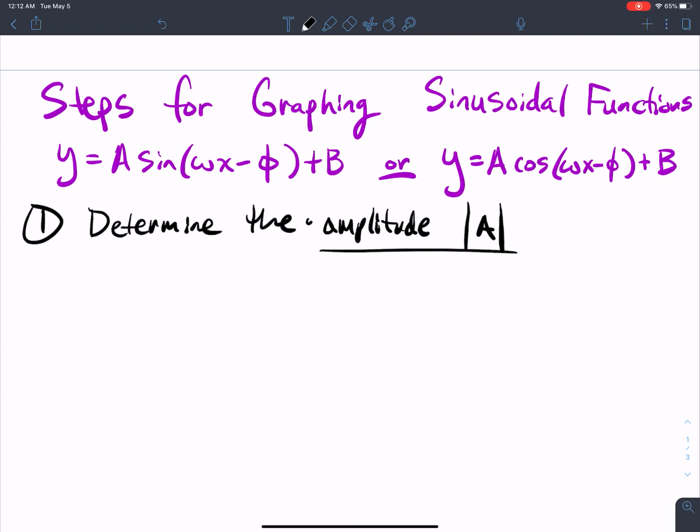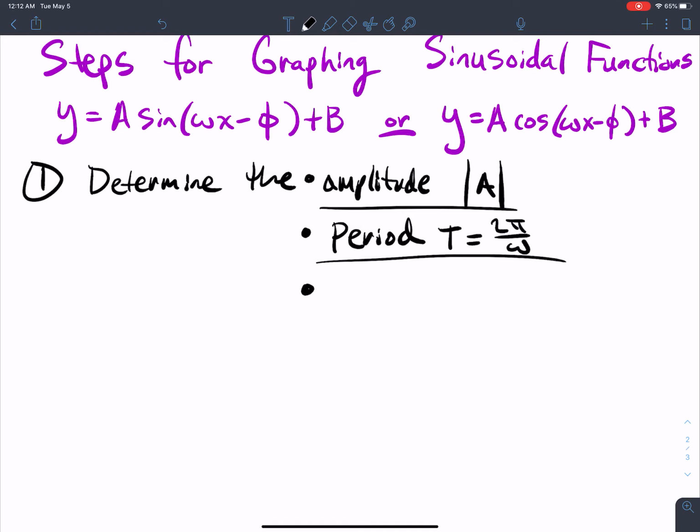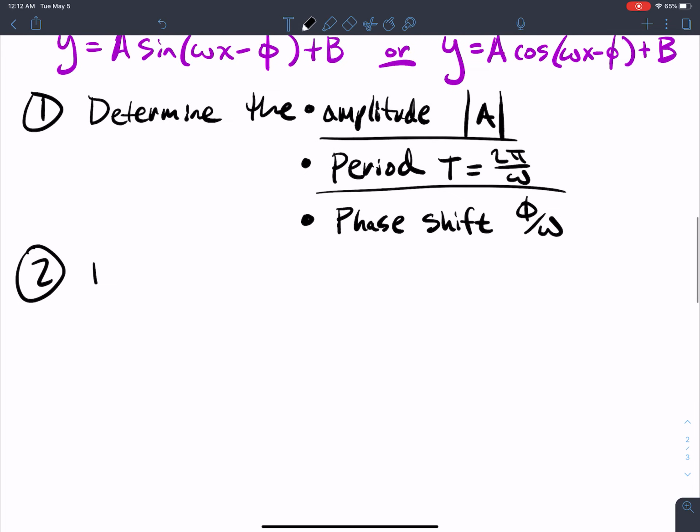determine the period, T equals 2 pi over omega, and determine the phase shift. So we need amplitude, period, and phase shift. Okay, phi over omega.